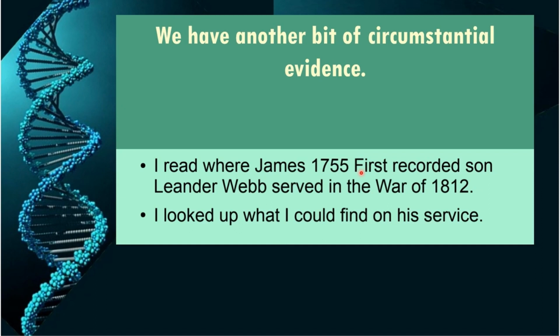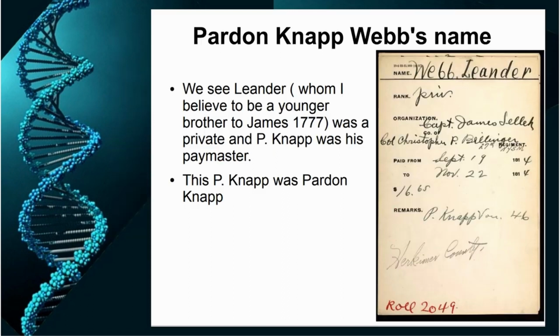So I looked up to see what I could find about this. See, Leander, who I believe to be a younger brother to James 1777, was a private, and P. Knapp was his paymaster. And as we'll see in a minute, this P. Knapp was Pardon Knapp.